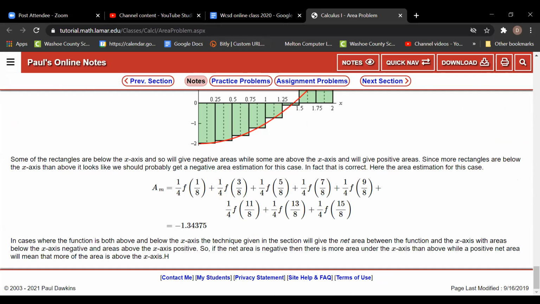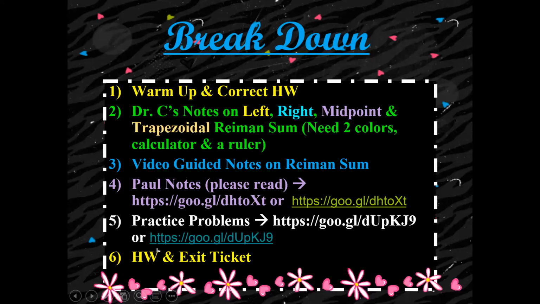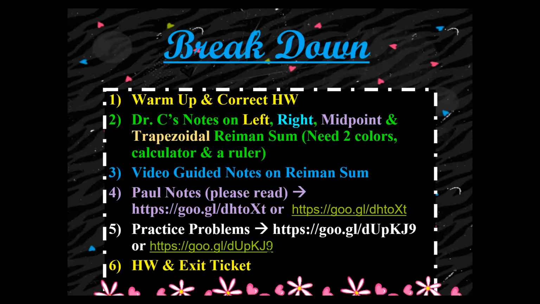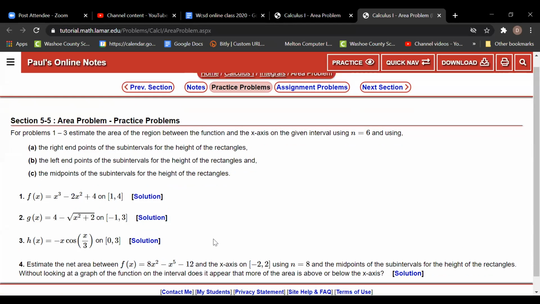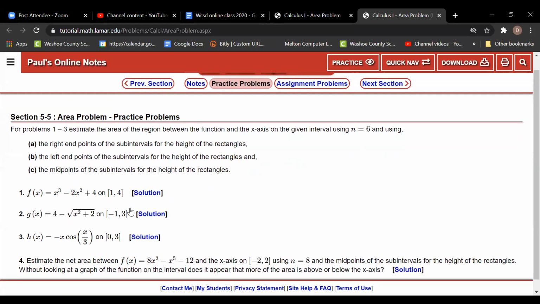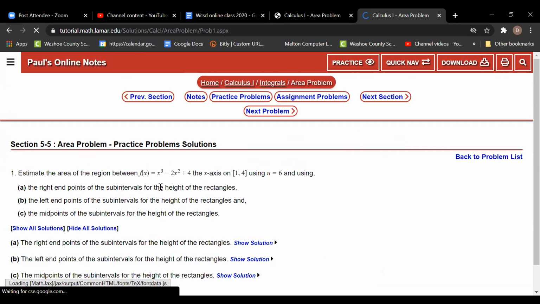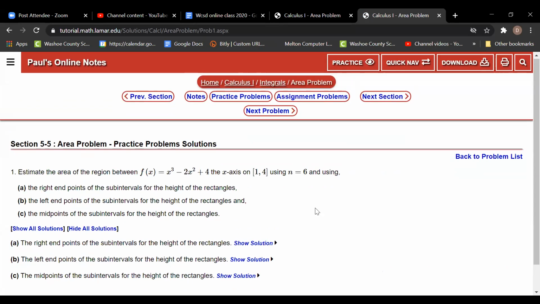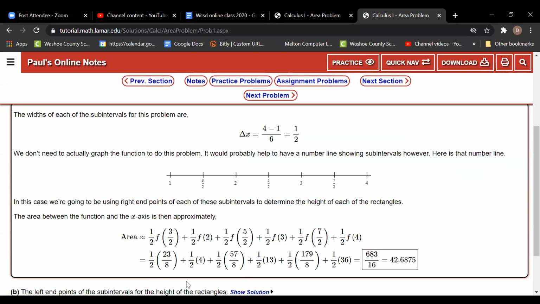And then once you're done with that, you could do some practice problems, which is number 5 right here. If you click on that, it's going to take you to this link right here, and there are 4 questions also with solutions on it. It says for problems 1 to 3, you need to find the right, left, and then the midpoint Riemann sum using rectangles. If you're not sure, you can click on solutions, and it gives you the breakdown of how to go about calculating that. So just some additional practice.